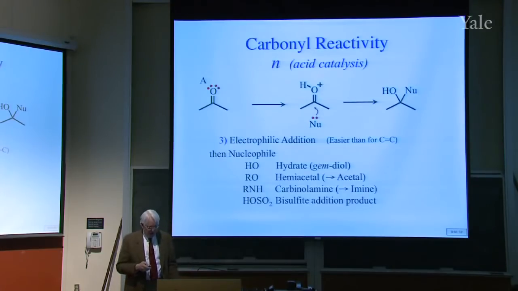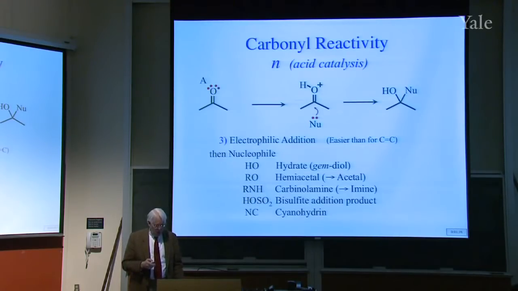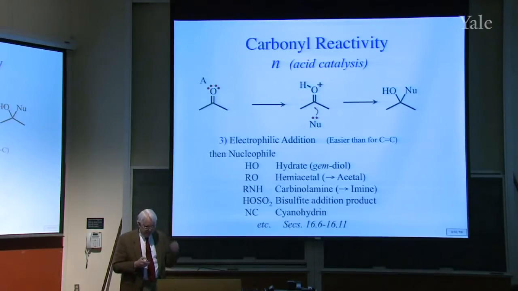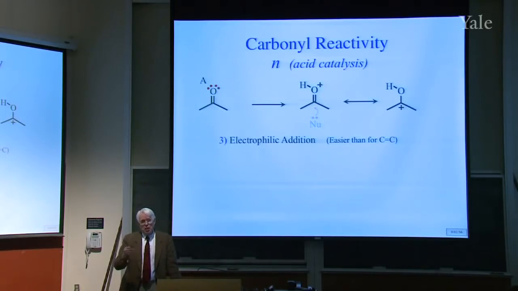Or you can have a bisulfite addition product or CN. That one's special because you formed a new carbon-carbon bond. You're always on the lookout for things that'll form new carbon-carbon bonds, not just change the functional group. So that's called a cyanohydrin. Okay, sections 16.6 to 16.11 are about that in the Jones book, but all of these things will be covered in all these textbooks.